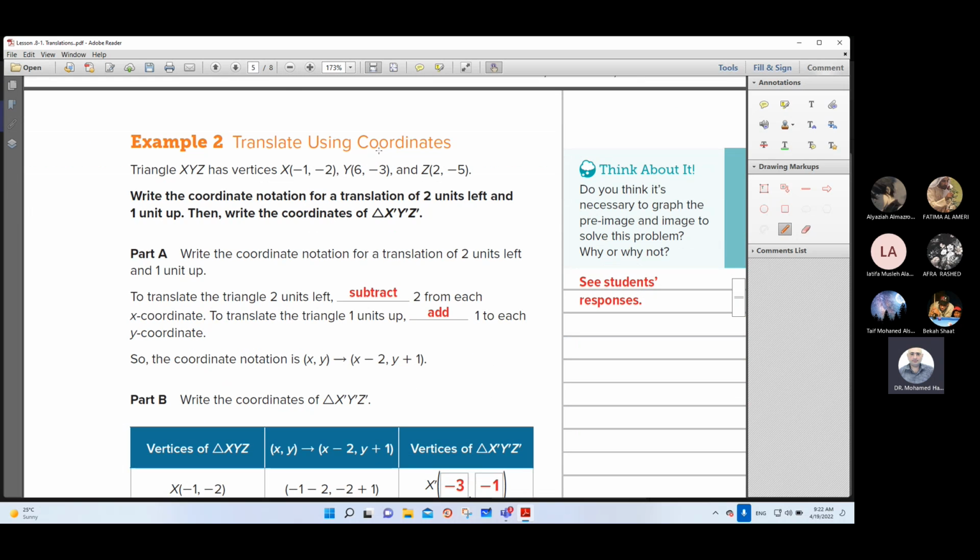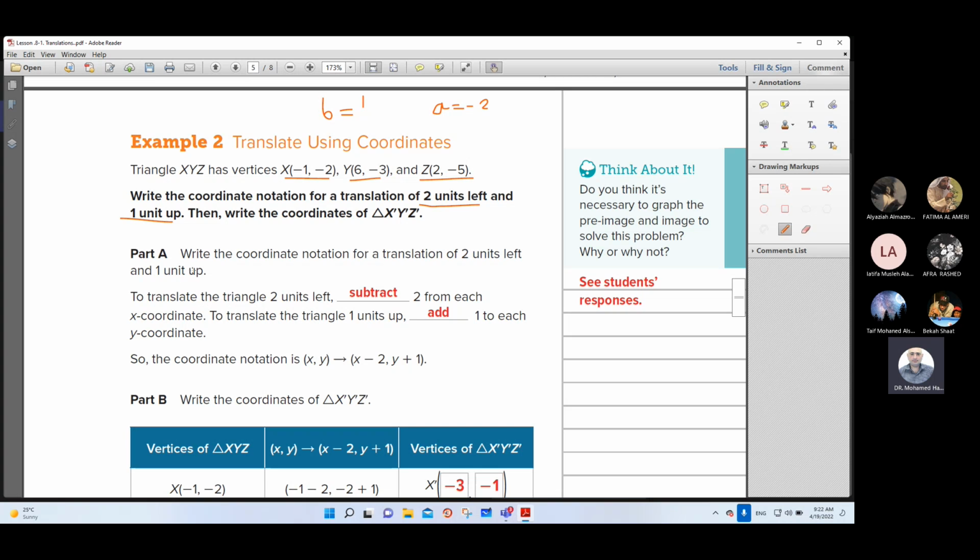Translate using coordinates. Triangle XYZ has vertices X (negative 1, negative 2), Y (6, negative 3), and Z (2, negative 5). Write the coordinate notation for a translation of 2 units left, means a equals negative 2 because it goes to the left, 2 units to the left means negative 2, and 1 unit up, b equals 1. Then write the coordinates of triangle X prime, Y prime, Z prime.